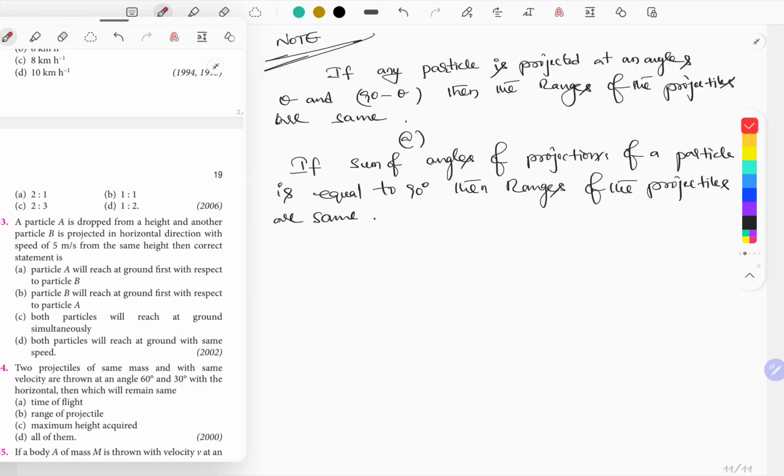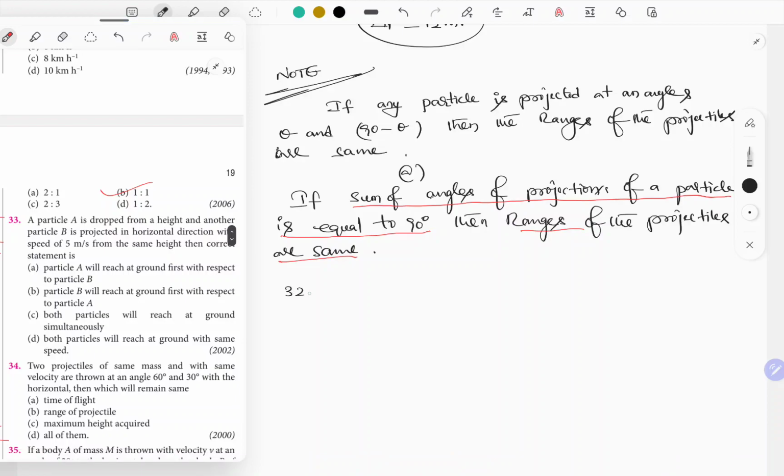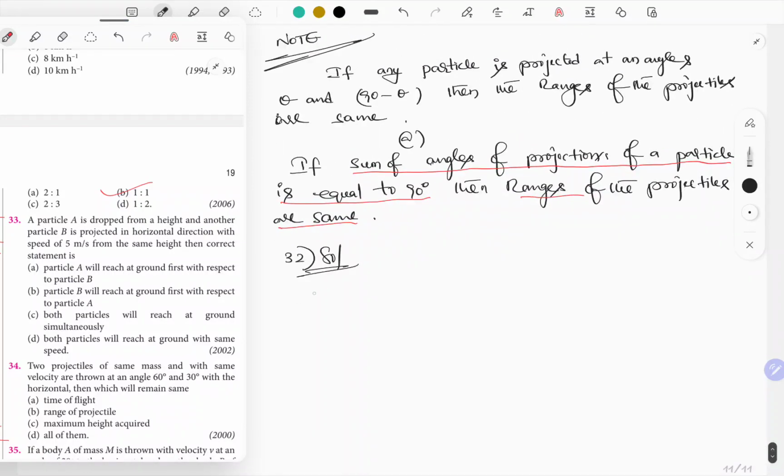Definitely it is going to be the same, right? Because whenever the sum of the angles of projection of a particle is equal to 90 degrees, the ranges are the same. So let's use this point. With the help of this point, the answer is going to be option B. Let me prove that for question number 32 with the help of equations.